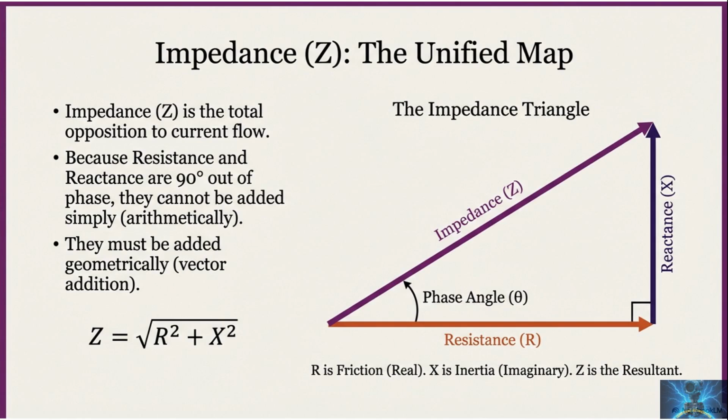Impedance, the unified map. Impedance is the total opposition to AC current flow. The tricky part is that resistance and reactance do not simply add like normal numbers because they are out of phase. Instead, we combine them geometrically. Think of resistance as one direction and reactance as a perpendicular direction. The diagonal result is impedance.